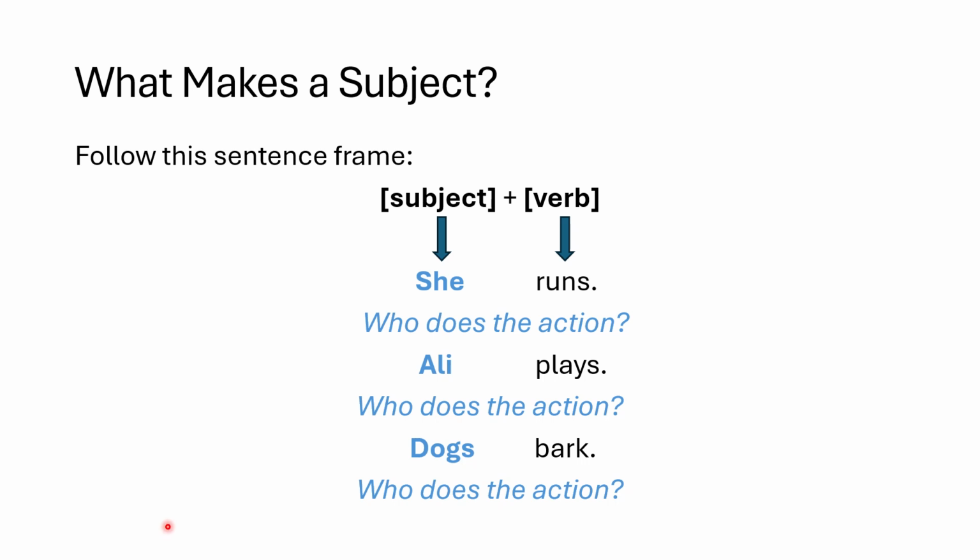Follow this sentence frame. Subject plus verb. She runs. Who does the action? The subject, which is she. Ali plays. Who does the action? The subject, which is Ali. Dogs bark. Who does the action? The subject, which is dogs.